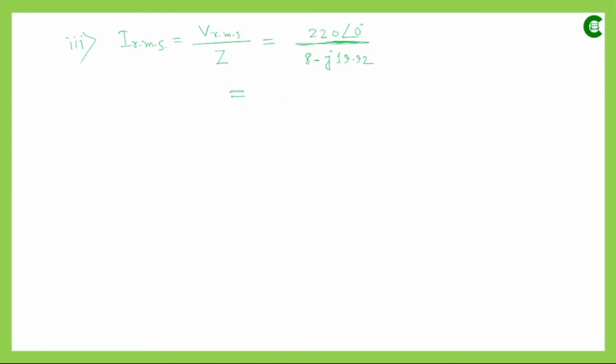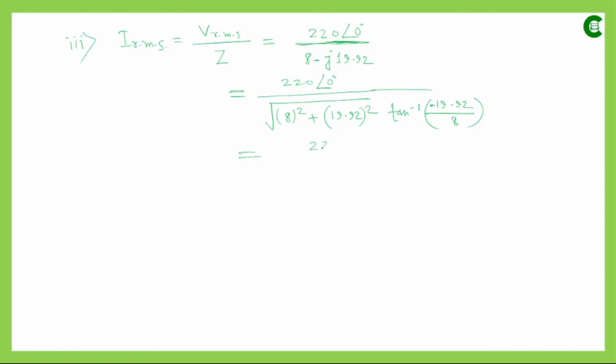Or if you don't want to use a calculator, or if you don't have a calculator ready, then we can use the formula that I have already shown you in one of my previous lectures, and in this lecture itself also we have seen this formula. So that will be 220 with 0 degree, and in the denominator it will be the square root of 8 square plus 19.92 square. This will be the value of r, and then the angle value will be tan inverse of minus 19.92, because here we have the negative sign, this is a capacitive circuit, divided by 8.